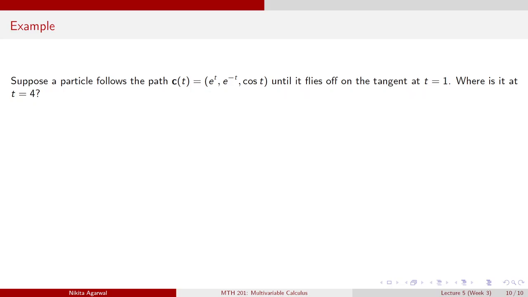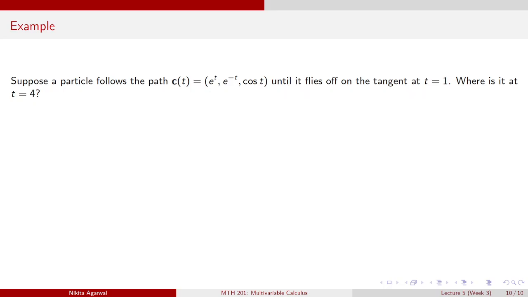Okay, so let us look at an example. Suppose a particle follows the path which is described by this until it flies off on a tangent at t equal to 1. So till t equal to 1, it is following the curve, and at t equal to 1, it flies off at the tangent. The question is, where is it at time t equal to 4?